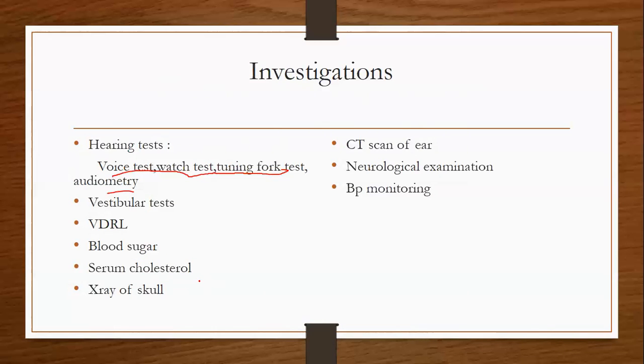Then X-ray of the skull to look for any forms of trauma, injury, concussion, or contusion in this patient. Then CT scan of the ear, so that we can assess for any congenital anomalies as well as any production of exudate within the structure. Then neurological examination to assess the nerve functions of the patient, or whether the patient is suffering from any form of nerve abnormality. Then BP monitoring to assess that the patient has a normal range of blood pressure, or whether the patient is at risk for hypertension.